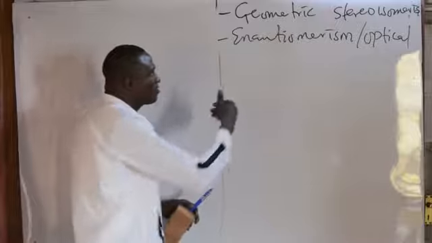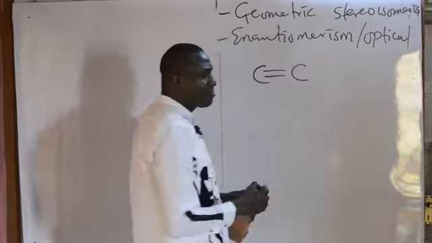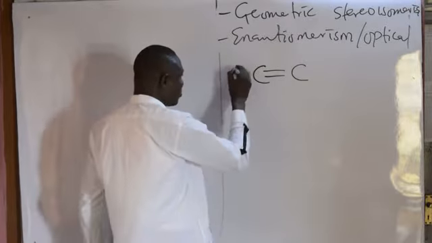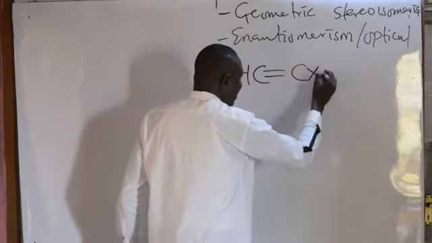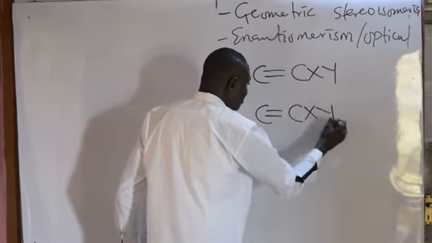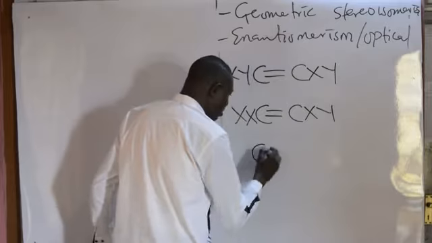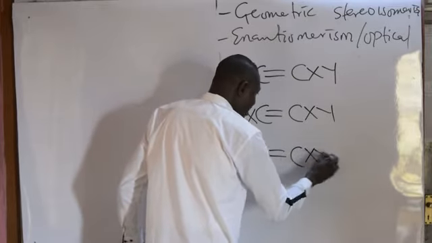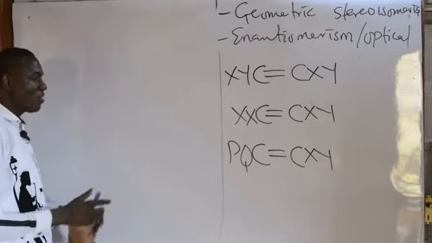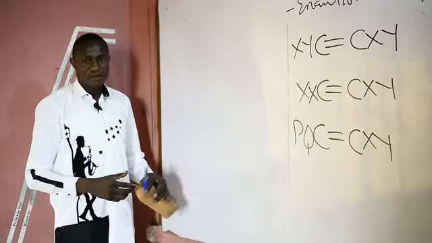That means for a compound to exhibit geometric isomerism, such a molecule must contain a carbon-carbon double bond. And the molecule must be of the form C=C with XY, XY, or of the form C=C with XY, XX, or of the form C=C with XY, PQ. So that means not all compounds containing a double bond can exhibit geometrical isomerism.